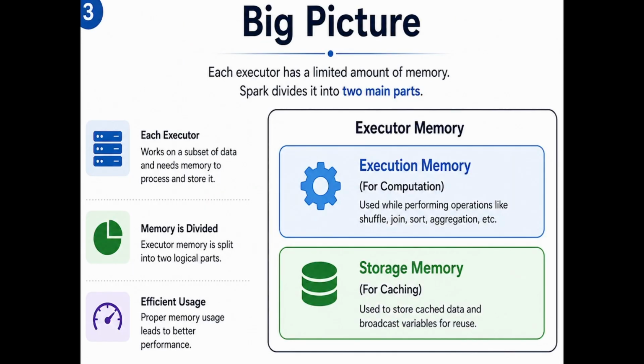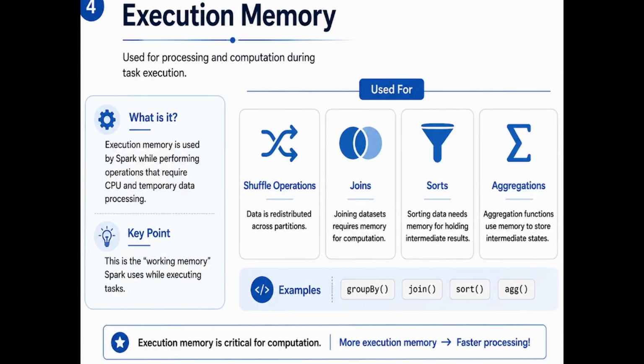Now let's understand how Spark organizes memory. Each executor, which is like a worker, has a limited amount of memory. And Spark divides this memory into two main parts: execution memory and storage memory. And almost everything Spark does happens inside these two.